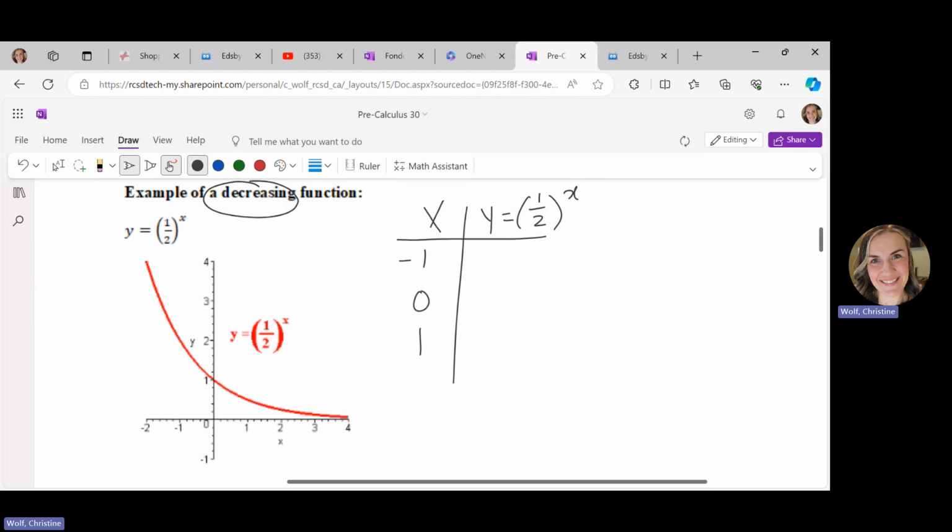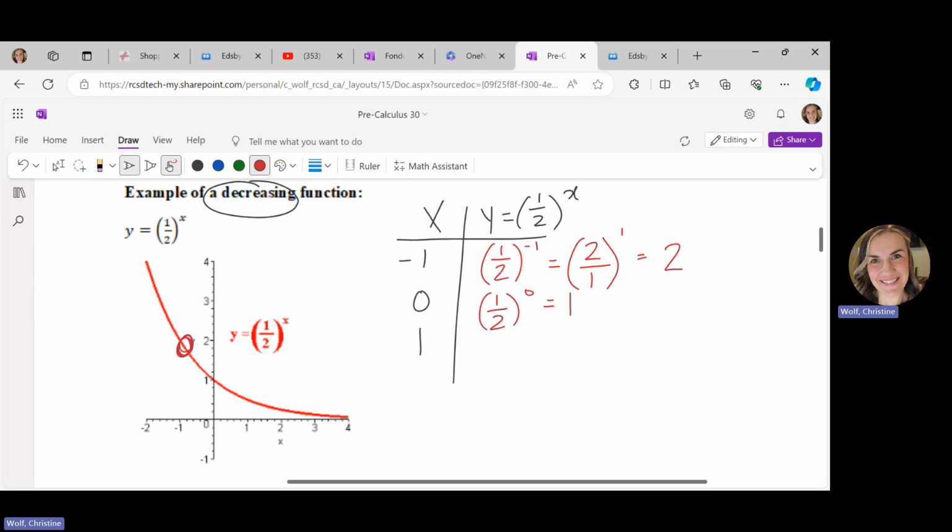Because our base is a fraction between 0 and 1, we know it's going to decrease. So let's see why. If you take your equation, I have 1/2 to the power of -1. I'm plugging in my x value. My exponent is negative, which means I flip my base. The exponent becomes positive, and all that just becomes 2. So when x is -1, y should be 2. That's that guy right there. Perfect.